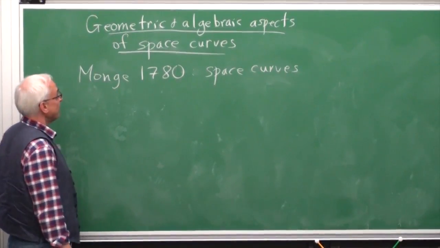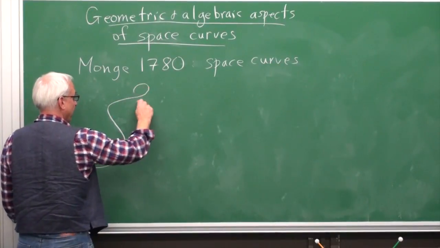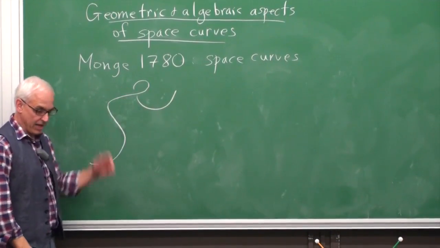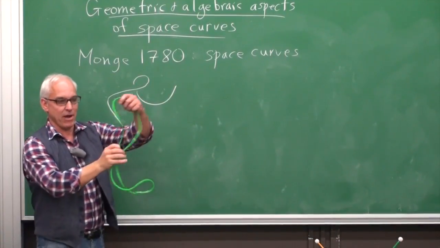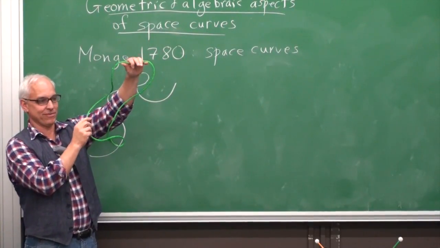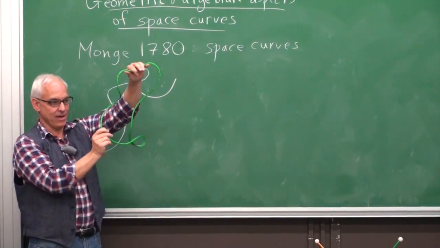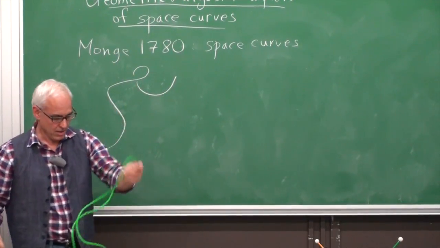So the way Monge thought was this way. We have some curve in space, and I'm drawing it in a planar way like that, but you really should be thinking about a curve in three-dimensional space like a twisted rope. So it's twisting and curving in three-dimensional space. That was what he was interested in.